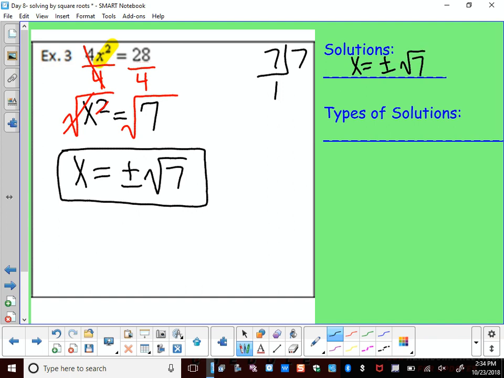Type of solutions, 2 real, 2 imaginary, or double root? 2 real. Do you guys know what double root is? No. Stop saying it then. It's double root when you have the same number twice. So positive square root of 7 and negative square root of 7 aren't the same. Double root means we have like 3 and 3, the same exact number. Any questions on number 3?